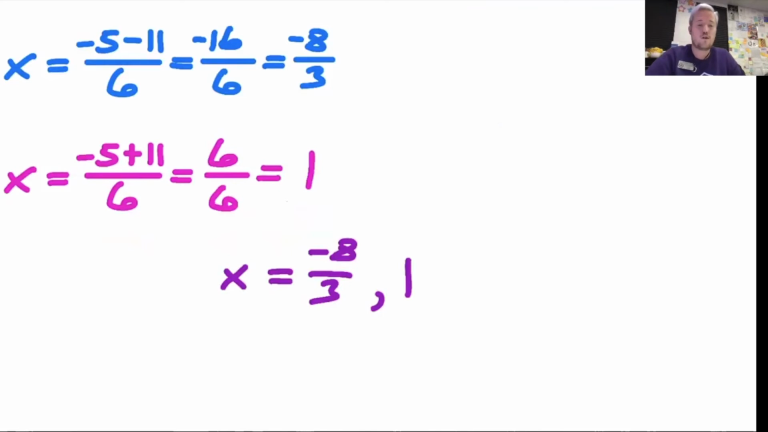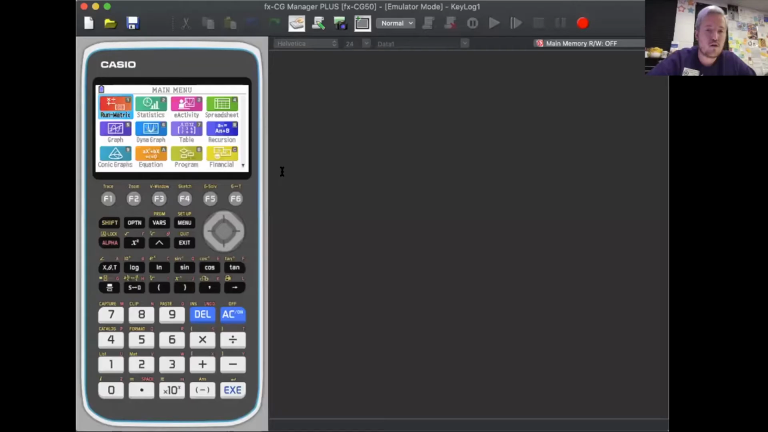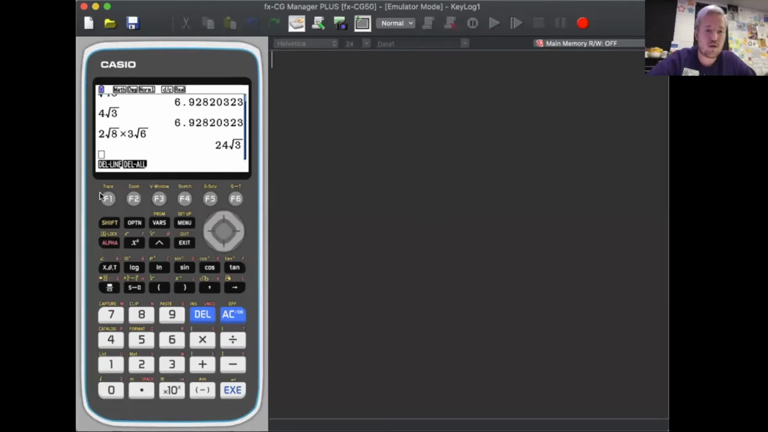All right, so real quick, I'm going to also show you some things in the calculator just as a refresher. Here on your Casio, if I go to run matrix, let's get rid of all this garbage. I want to plug in -5 minus 11 all over 6. Just as a refresher, press this button here to open up a fraction. So then we're going to do -5 minus 11, all over 6. When you press enter, it gives you -8/3.